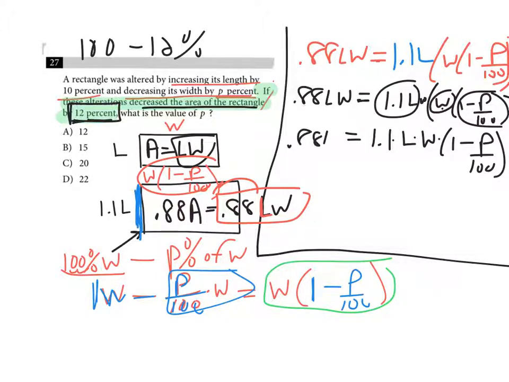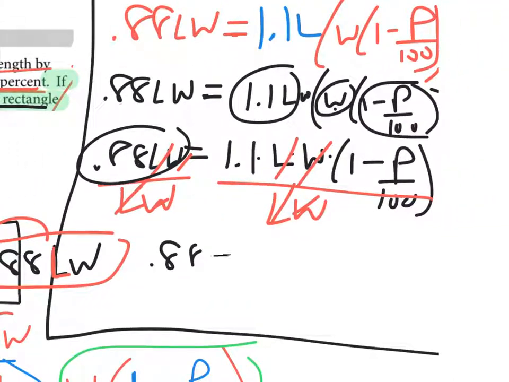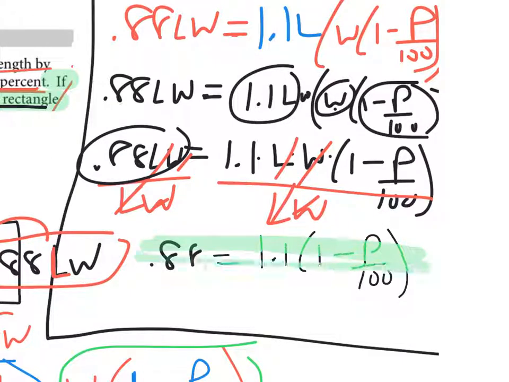And since now both sides have an L and a W, I can make them disappear by dividing both sides by LW. So that means on the left-hand side I have 0.88. On the right-hand side I have 1.1 times 1 minus p over 100. And now the question is basically asking me to solve for p. So I'm going to take this equation now and just solve it for letter p.